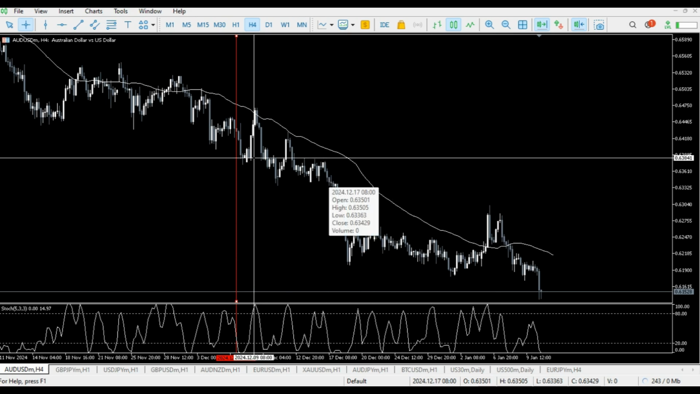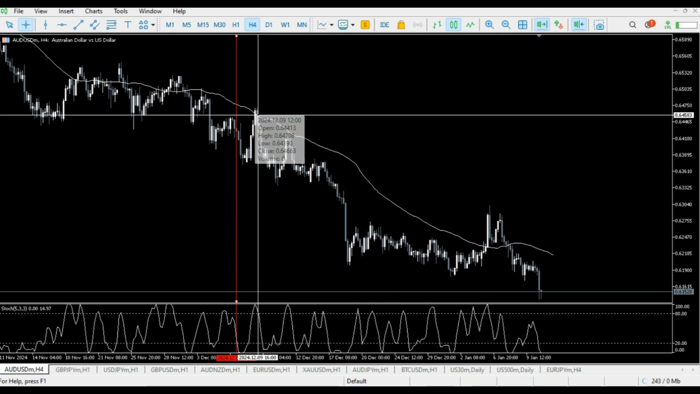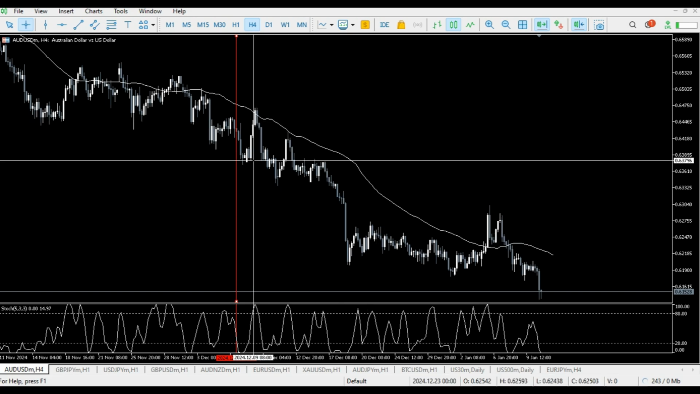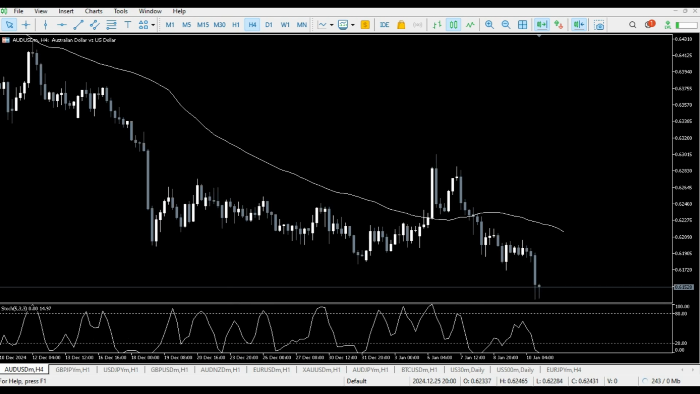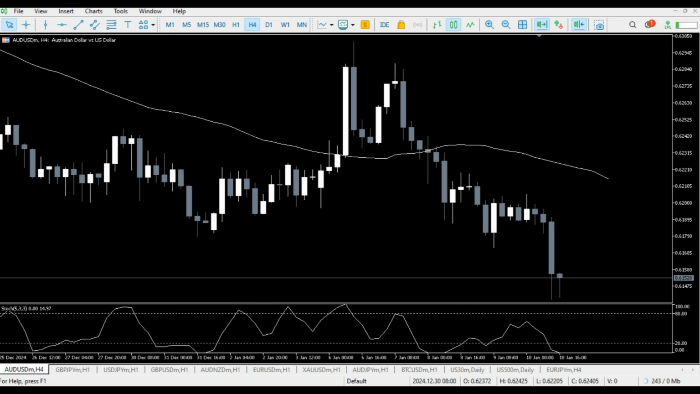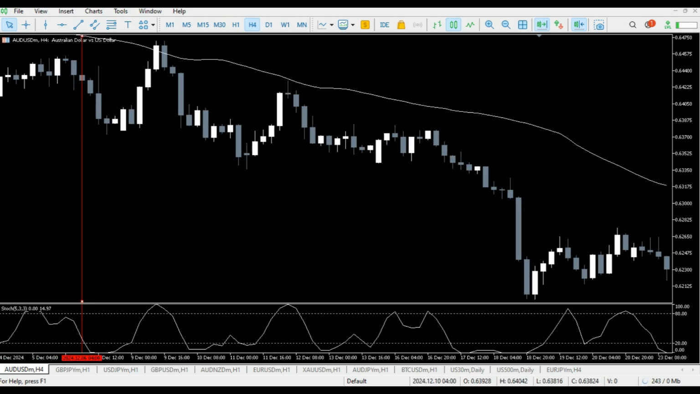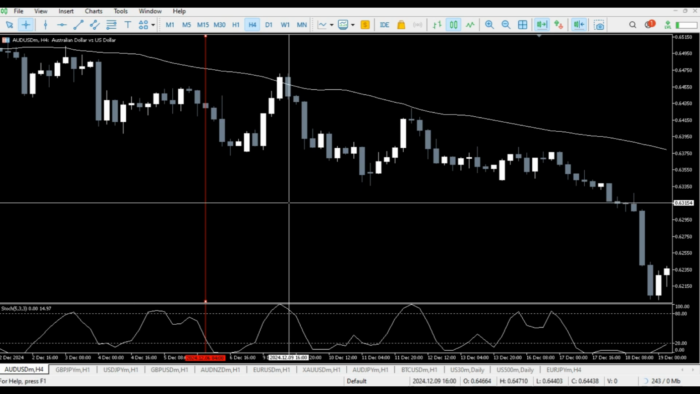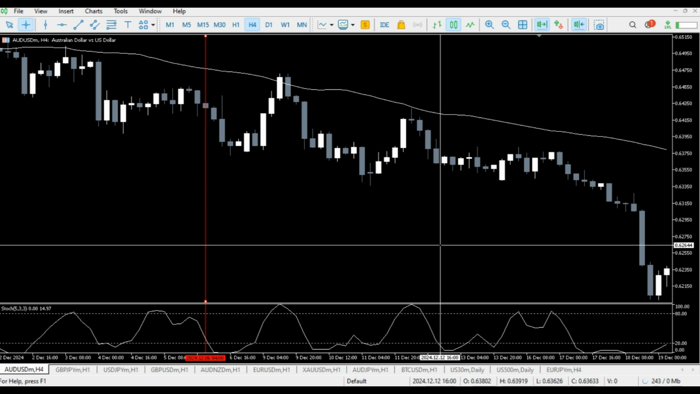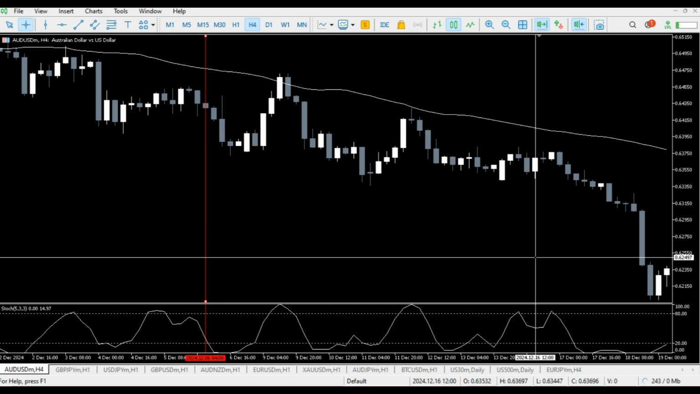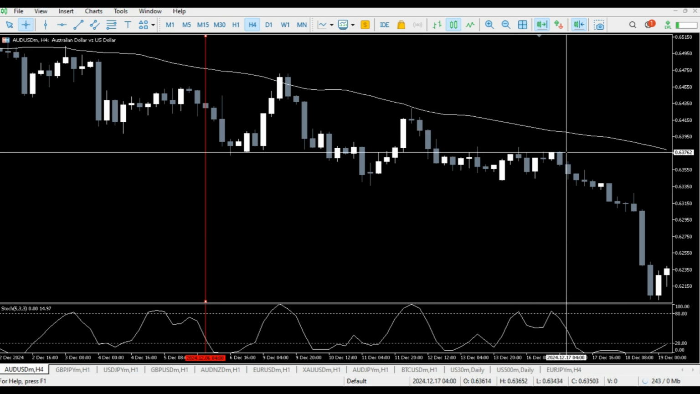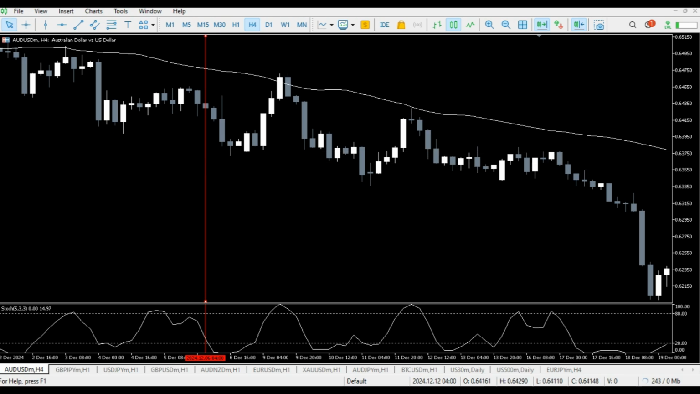For the confirmation of entry after a pullback, you enter according to the direction of the trend. This is a downward trend, so we look for a bearish candle that indicates confirmation. Bearish candle over here, and over here, and over here, and over here.